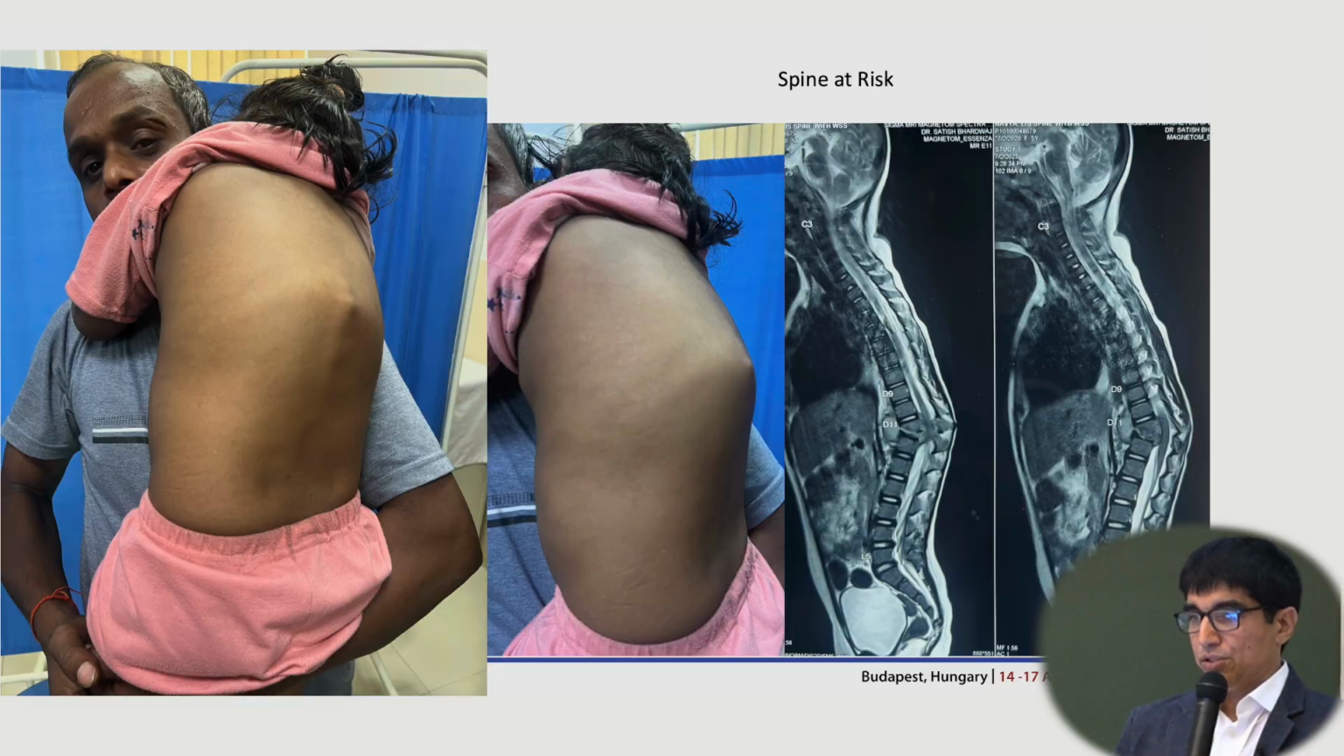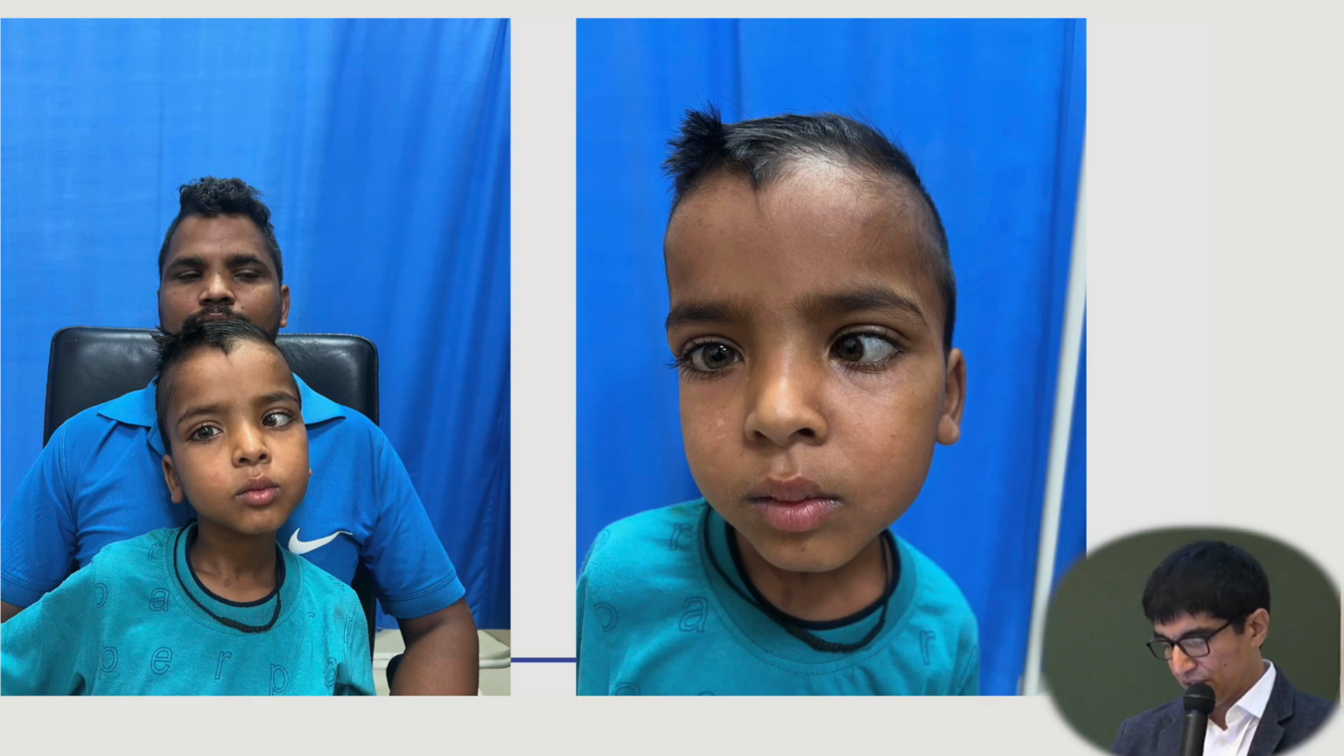This is a young girl who presented with back pain since a few weeks, fever since few days, and acute paralysis. MRI revealed that there is a destruction of T12 and spine involvement. She required spinal reconstruction.